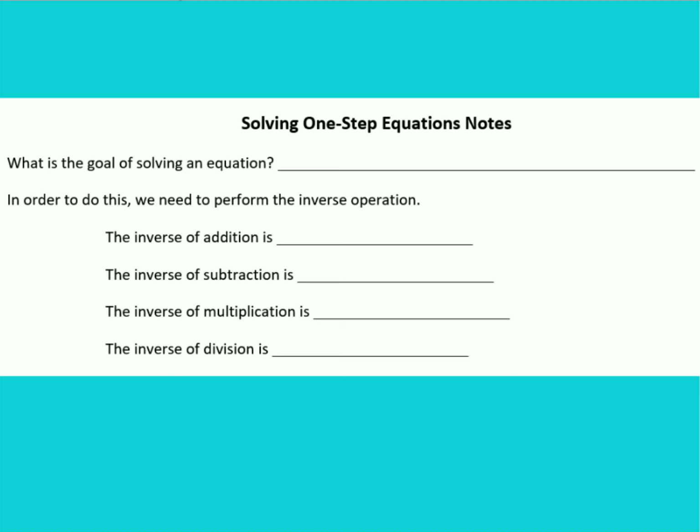Talking about solving one-step equations. And when you're solving an equation, the whole goal of that is to isolate the variable. So isolate just means get the variable by itself. So for example, if you're given an equation x plus 4 equals 6, you want to get x by itself to figure out what x equals in that equation.